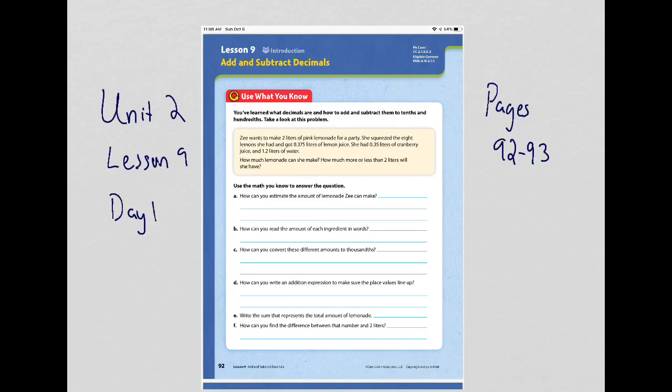Hey, 6th grade, you are starting lesson 9 today, and lesson 9 is 5 days long, and it's all on adding and subtracting decimals. So today is our introduction lesson, and it's going to introduce you to adding and subtracting decimals. So let's get started.